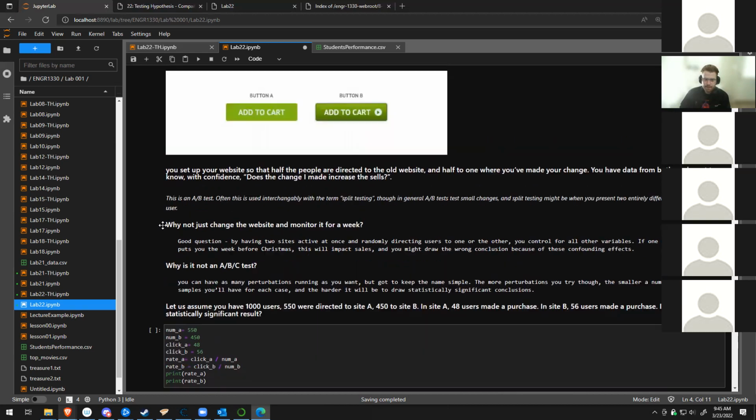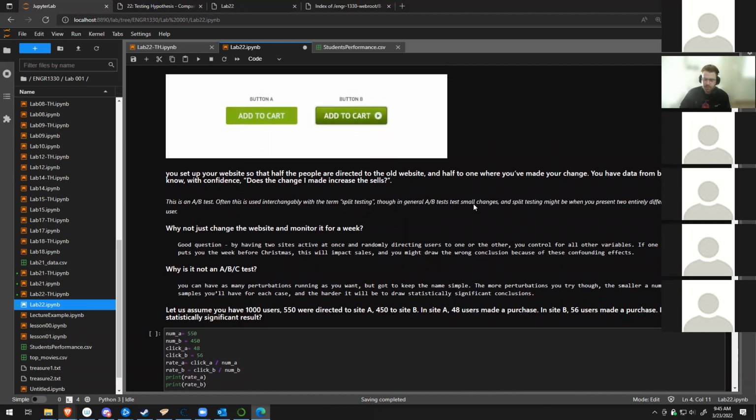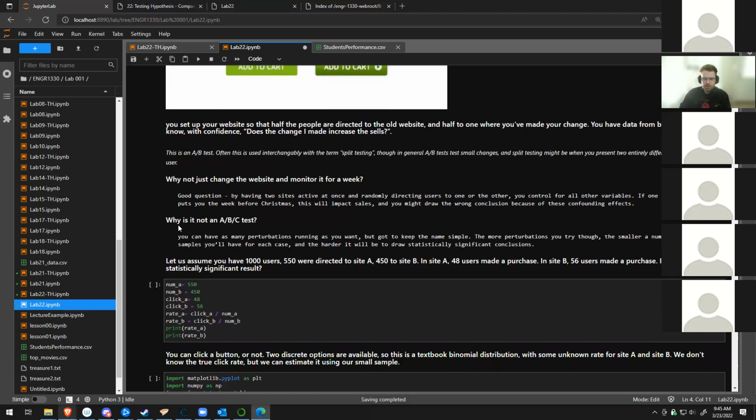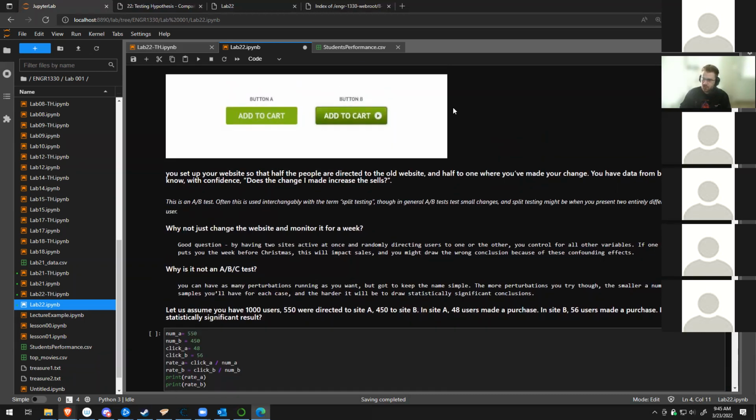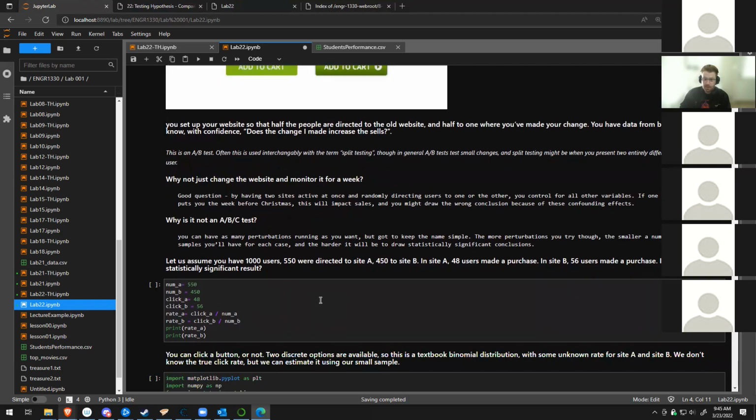And what it does is it tests small changes. And this is usually what you want to do when you want to decide if you want to actually do something or not, like changing the button. Why not test 3 options at once? Why not try the regular one, the green one, and then maybe a blue one? Well, they're both green, but you get the point. You can have as many changes as you like. But the more perturbations you try, the smaller of samples you'll have for each case, and the harder it'll be to actually get good data.